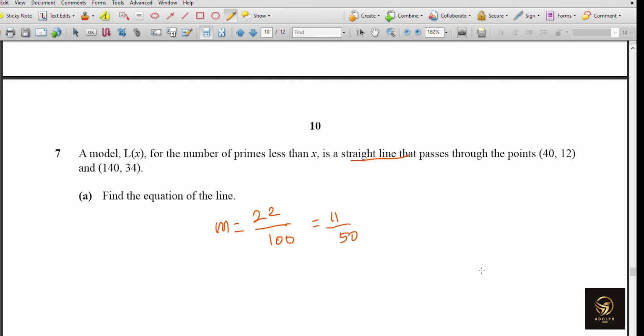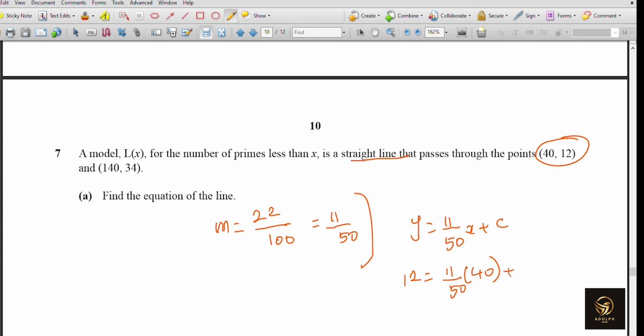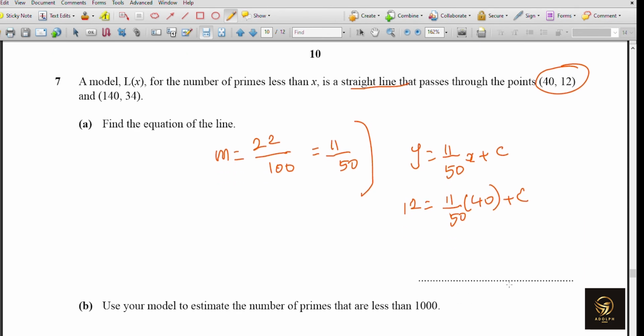So the equation we can write in the form, once we found that m, y equals mx plus c. M is here 11 by 50x plus c. To get the value of c, we can substitute any one of the points. So let's go ahead with this point. If y value is 12, so 11 by 50 into 40 plus c. If you simplify this, we will be getting that answer c as 16 divided by 5.